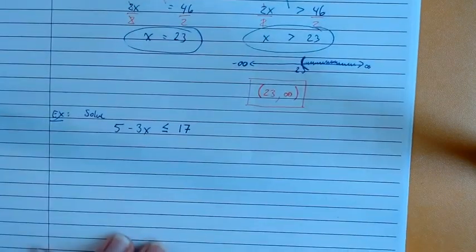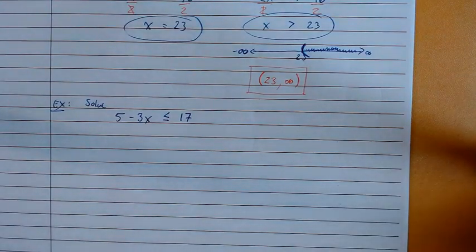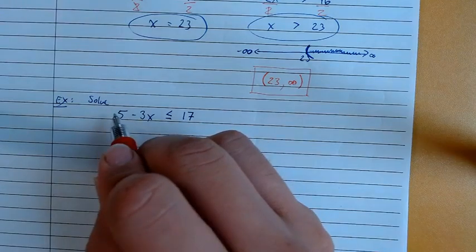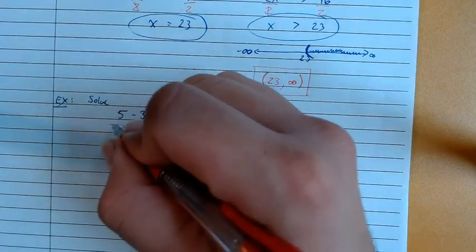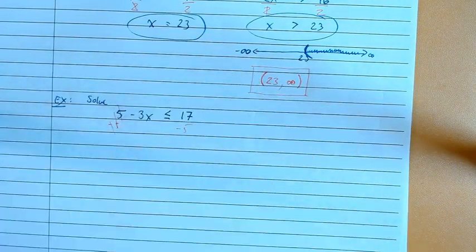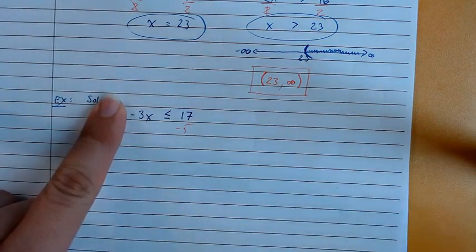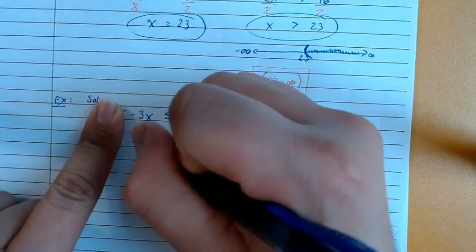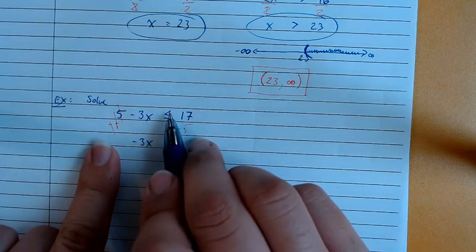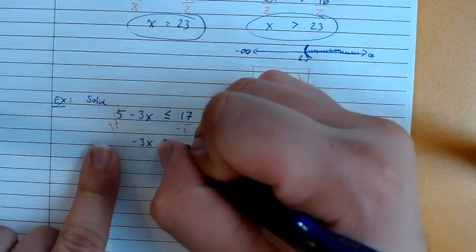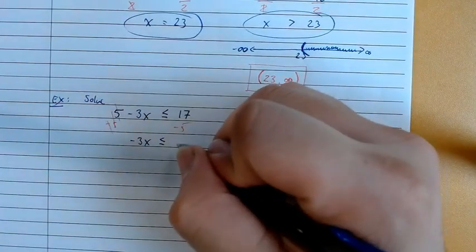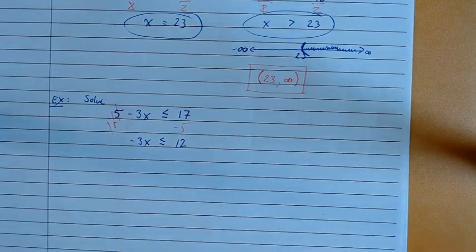All right, so here we go. Same thing, we want to isolate our variable x. We want that x by itself. So let's get rid of this 5. Notice, since that's a positive 5, I need to subtract it. 5 minus 5 gives me 0, which is what I want. I want that to go away. And that'll leave me minus 3x. Now remember, adding or subtracting doesn't change your inequality. So here, less than or equal to will remain as less than or equal to. And 17 minus 5 is 12.